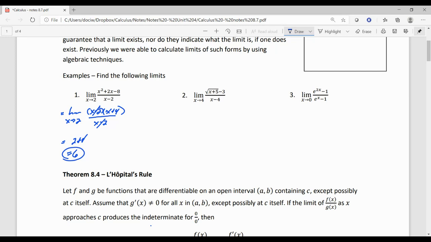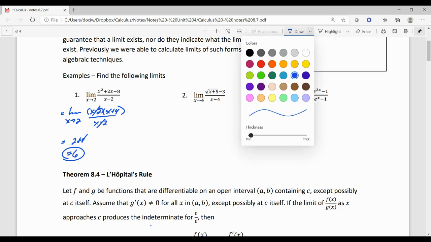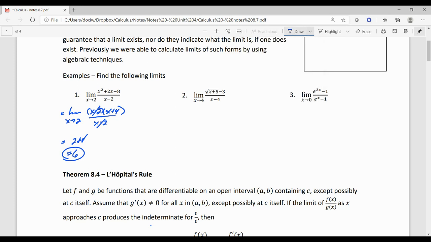Okay, we had other ways that we could keep going. In number 2, if you recall what we did to handle this, we multiplied top and bottom of this fraction both by the conjugate, so that we have the limit as x approaches 4. My numerator is going to be the square root of x plus 5 times the square root of x plus 5, which is simply x plus 5.